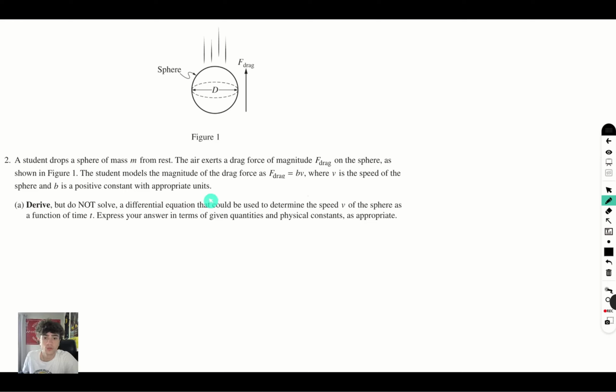So we're trying to find a differential equation that could be used to determine the speed v of the sphere as a function of time t. What we're going to start with is our force equation, ma, which is our net force, is equal to mg, our gravity force. We're going to say that downwards is the positive direction, minus the drag force, since the drag force is going upwards, minus bv.